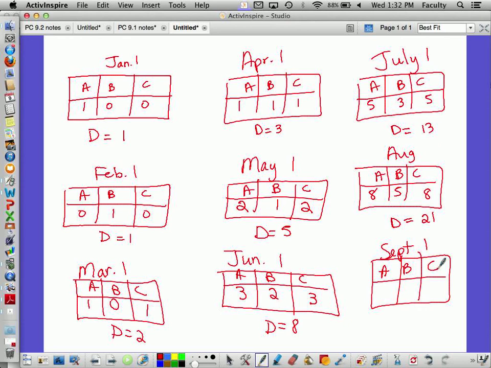This is getting out of hand. All right, so how many adults do we have in September? 13. So they have 13 sets of babies. How many 1-month-olds do we have? 8. Yikes. Okay, so we're up to 34.